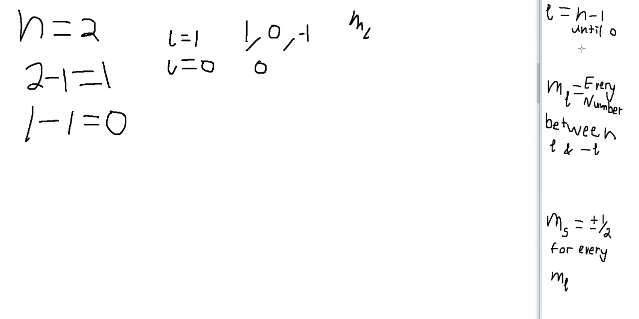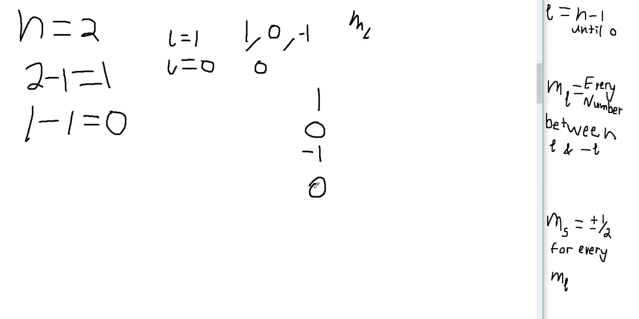To find ms, you don't really find ms. Ms is for every single ml, there is a positive and a negative spin for the electron. So each one of these, 1, 0, negative 1, and the 0 again, splits off into its own positive 1/2 and negative 1/2. And you just do this several times.